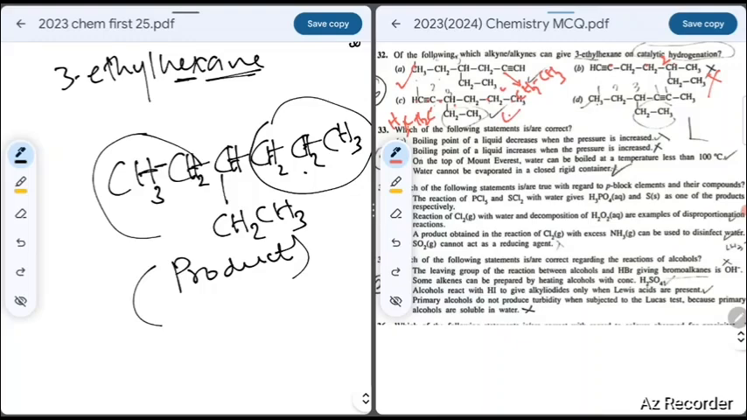D: 6 carbons are there and ethyl is bonded to the third carbon. Here it gives CH2, CH2, CH3. So that is correct. Then answer D is also correct. So for this, the answer will be 5, because A, C and D, 3 answers are correct. Answer 5, and A, C and D.